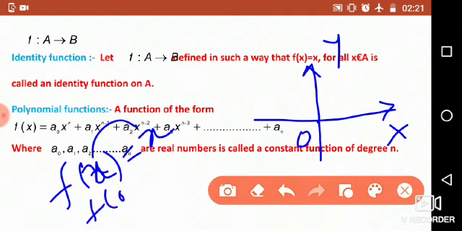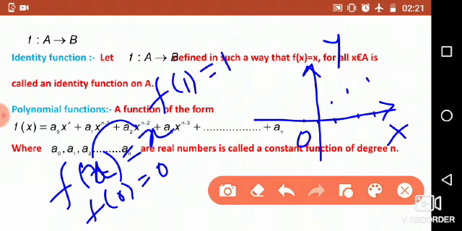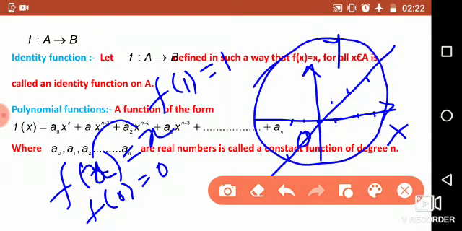If x is 0, y is also 0. It gives the point of intersection O. If x is 1, y is 1. If x is 2, y is 2. If x is 3, y is 3. If x is minus 1, it gives minus 1. If x is minus 2, it gives minus 2. And if I join these, we get a straight line passing through the origin. Such a function is called an identity function. The graph is a line passing through the origin.